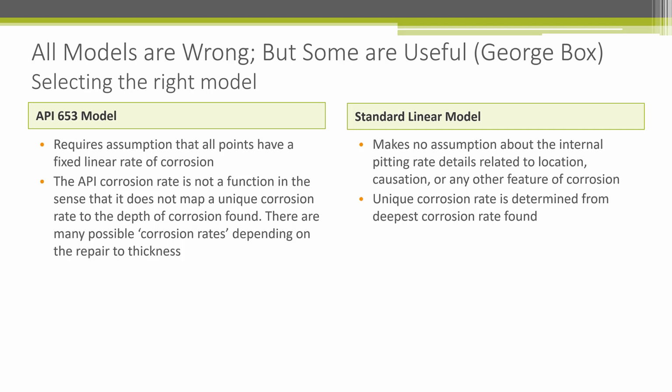On the other hand, the standard model doesn't depend on any assumptions. Now, it's true that corrosion is not necessarily linear. We know that it's not, but it's a good enough assumption for tank bottom work. But it doesn't depend on a lot of assumptions like the 653 model does, and more importantly, it gives you a unique corrosion rate that is dependent on the tank corrosion history.